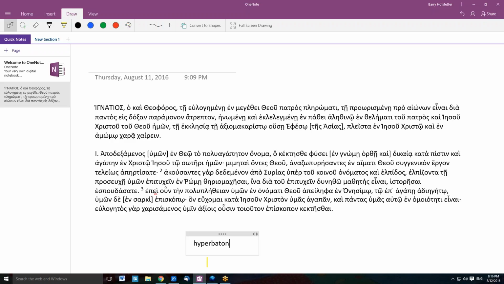We'll get to it. The next phrase, en megethe theu. Anybody want to have a crack at what that is referring to? So what is en? Our great God. Okay. Looking at the form megethe.